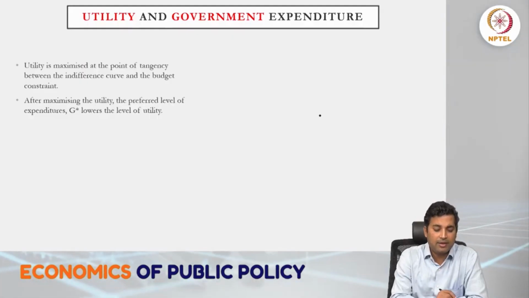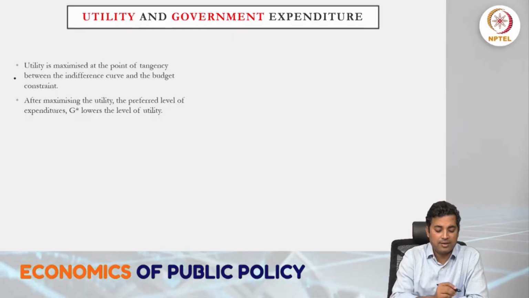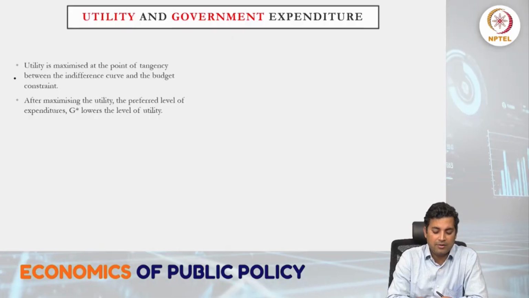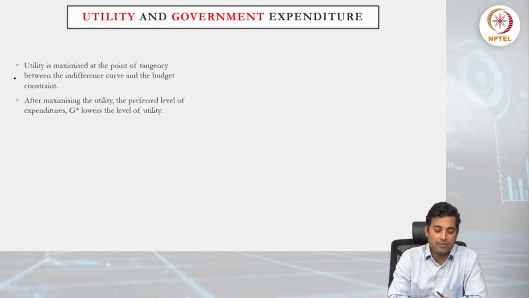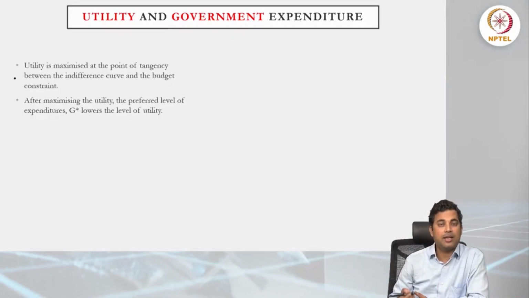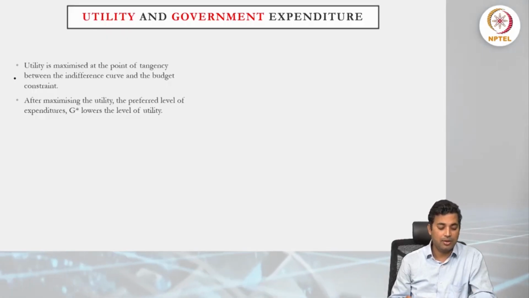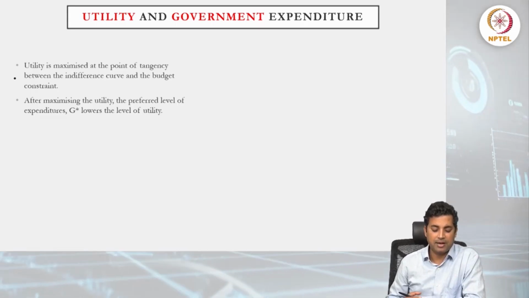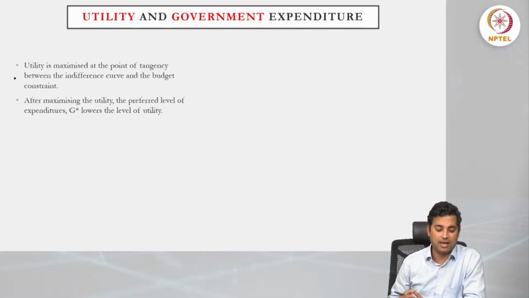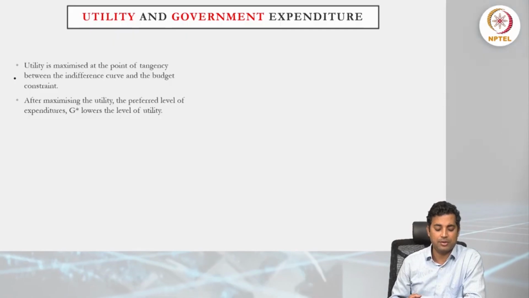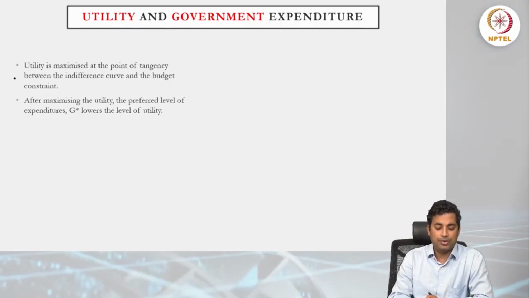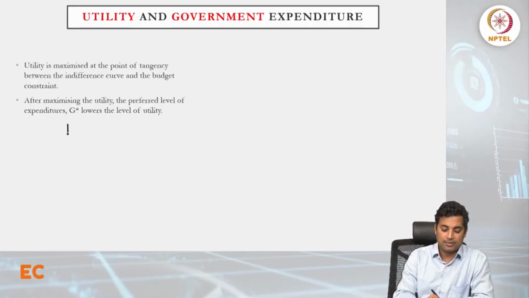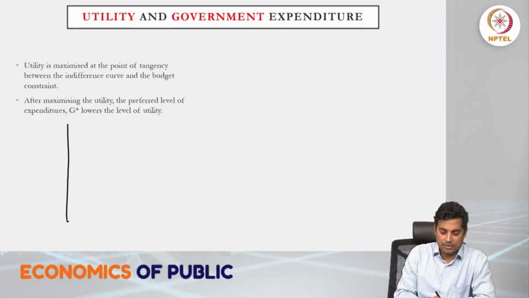There are two points that we have to consider. Utility is maximized at the point of tangency between the indifference curve and the budget constraint. That is where utility gets maximized, which we already know. And then after maximizing the utility, the preferred level of expenditure, G star, lowers the level of utility, right? So there are two ways that we can actually discuss this. Let us draw.